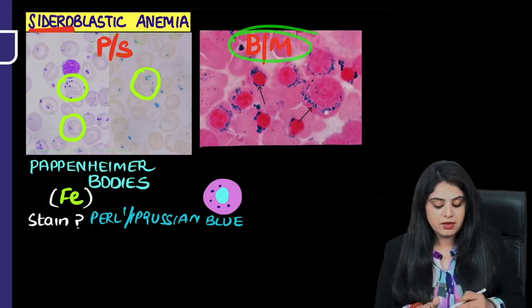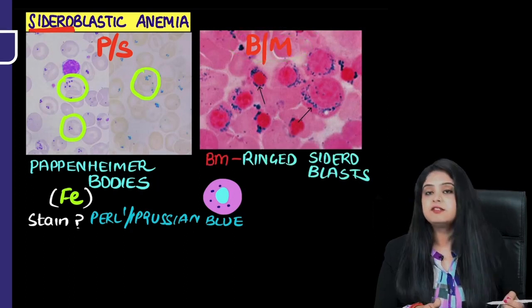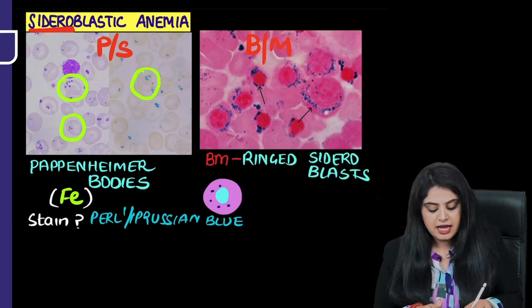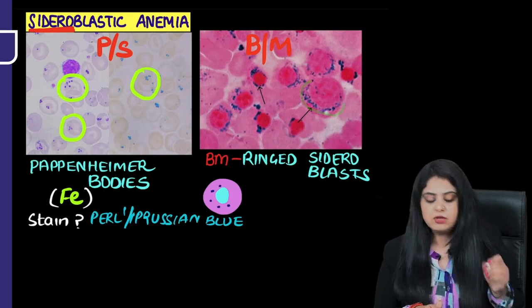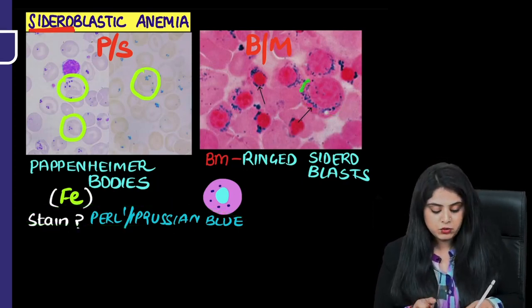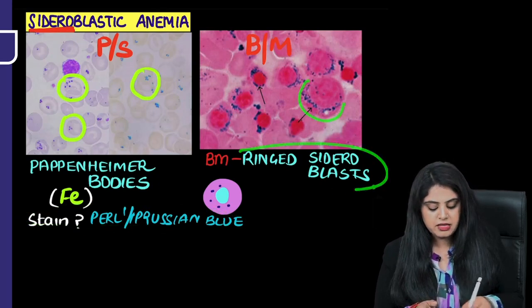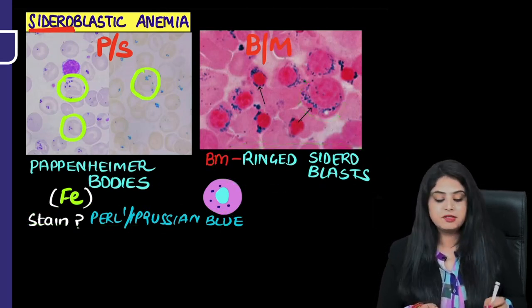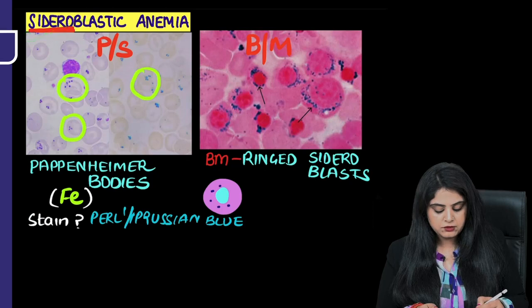What will you see on a bone marrow? I will see the presence of ringed sideroblasts. You're going to see the iron is making a ring. Can you see those blue color dots? Why are they blue? I've used a Perls Prussian blue stain, and I can see the blue color dots which are present. That is going to make it a ringed sideroblast. Everyone's clear with sideroblastic anemia? Let's move on to the next one.